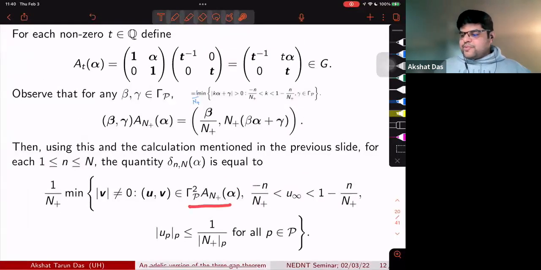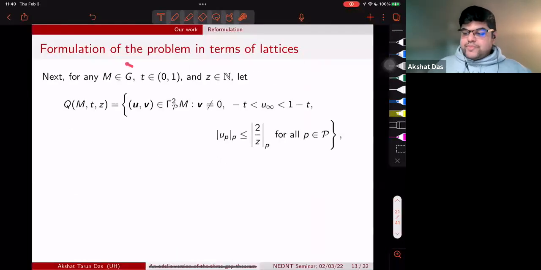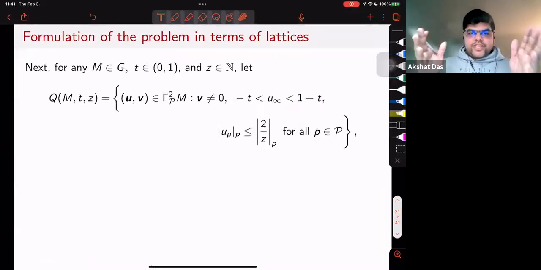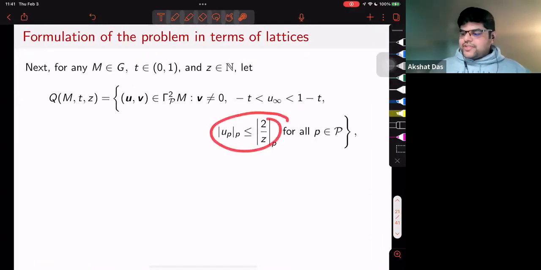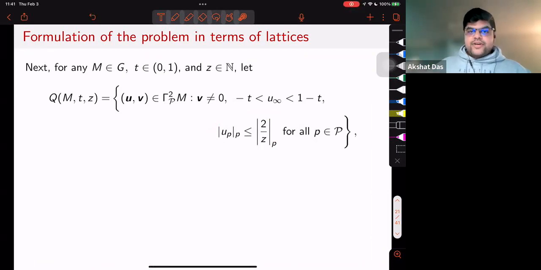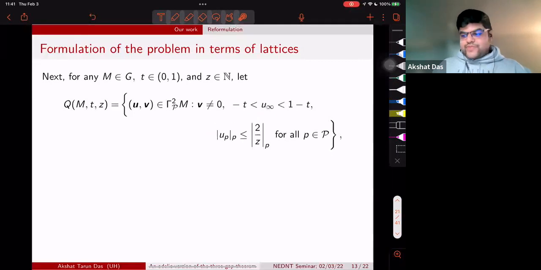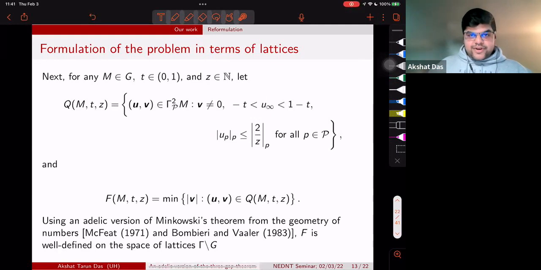But this is in particular for the lattice an plus alpha. What if we want to think of it in a more generic form? So the next step is to take any lattice element m and any real number t between 0 and 1, and a particular natural number z. Then we define this set of lattice points qmtz. This is the collection of lattice points where the restrictions on the first component are the same as for the most recent version of the nearest neighbor distance, but in a more generic form. So the real component is going to be in this strip of length 1, and we have these restrictions on the non-Archimedean places for the first component of all the lattice vectors. And then we define the function f on the space of lattices.